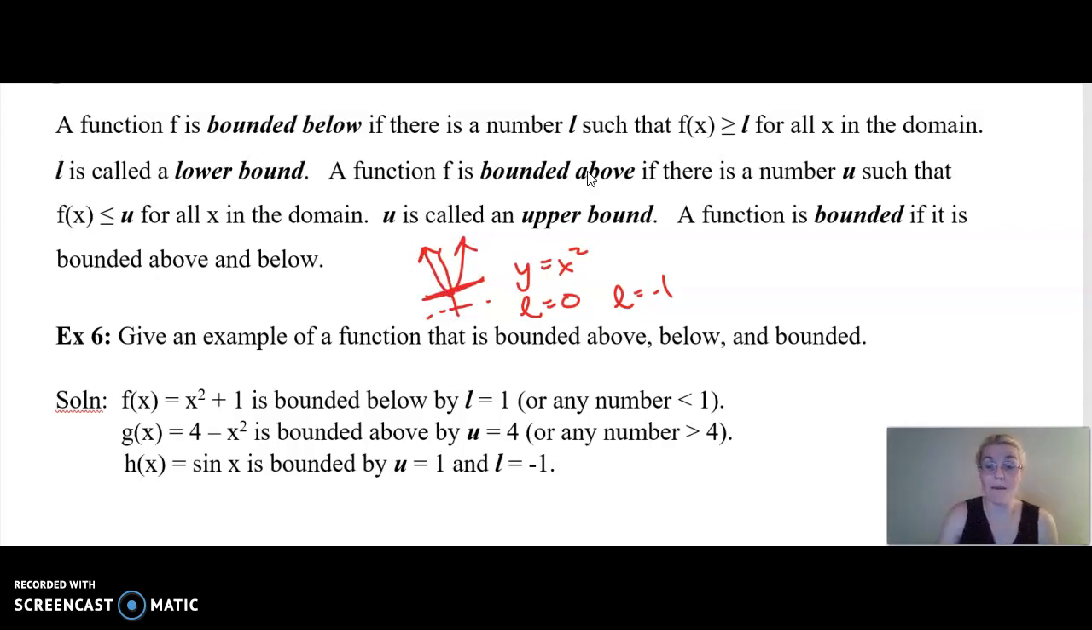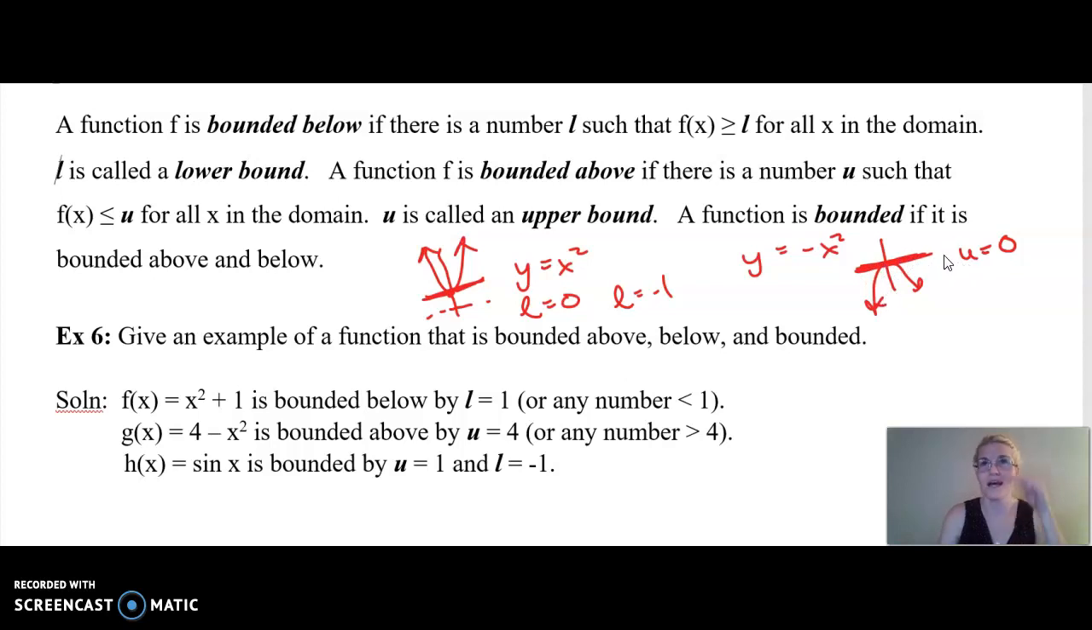A function is bounded above if there's a number u, think upper, such that f of x is less than or equal to u for all x in the domain. So u is an upper bound. If you turn your parabola upside down, y equals -x squared, then your parabola looks like this. And u, again, could be 0. That looks like a mu, not a u, sorry. Let's make that an actual u for upper. Everything is less than 0.